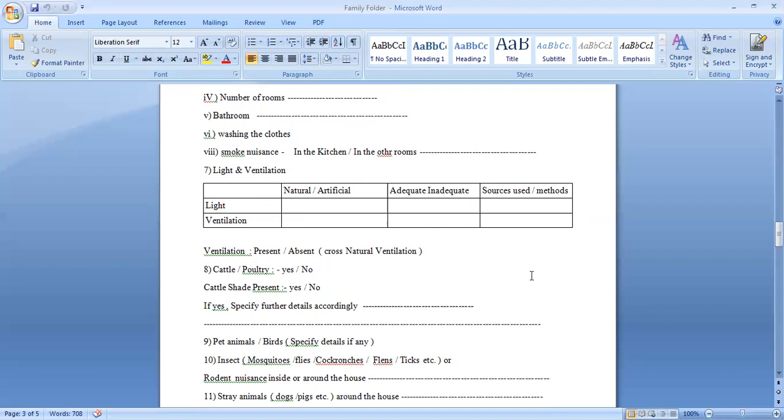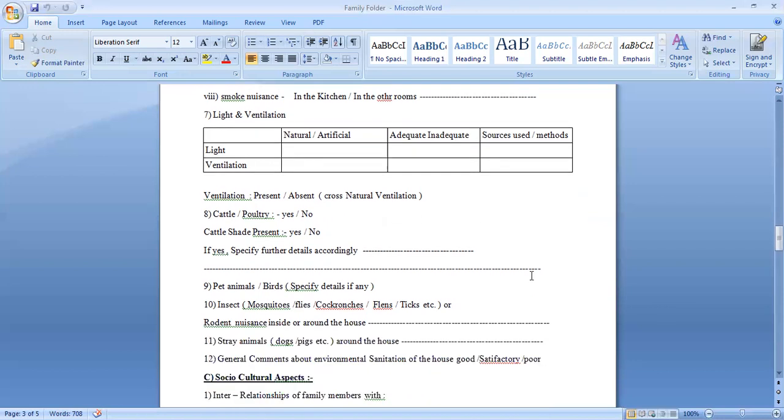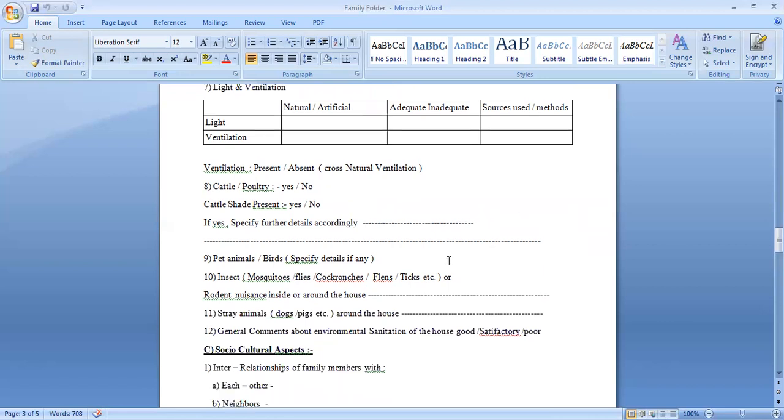Then the cattle or poultry. If they are having any cattle or poultry, first question is whether they are having it or not. Then if they are having it, whether a cattle shed is present or not, this also you have to mention. So if yes, specify further details accordingly. What is the distance of the cattle shed from the house, whether it is clean or not, whether its floor is pakka or kacha, like that. Then pet animals, birds, specify details if any.